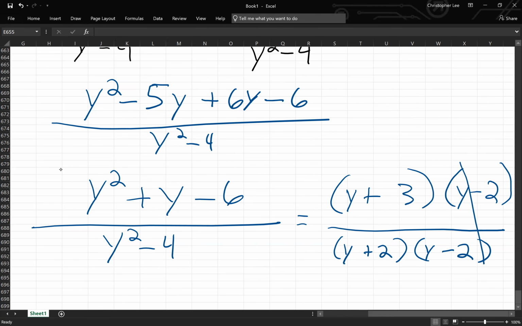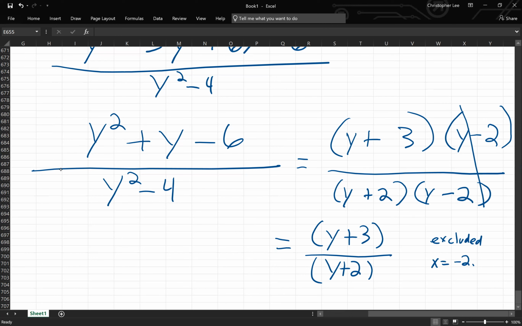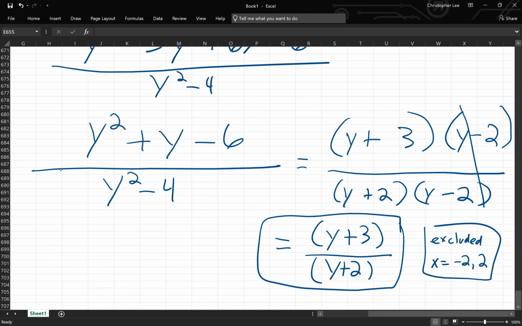Cross out the like terms, right? Final answer, over y plus 2, very good. And that's it, right? Excluded values, what's that? 2, negative 2 and 5. Very good. Boom, boom, boom. Questions on that? Just separate them by a comma in web word. That's it.